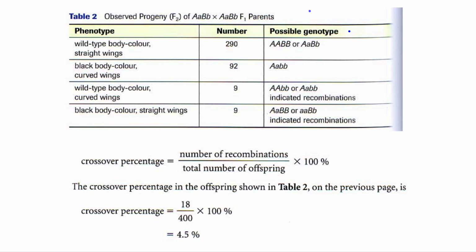And of course, we can always just figure out the frequency of crossover by figuring out how many recombinants there are and dividing that by the total number of offspring produced in a given generation.